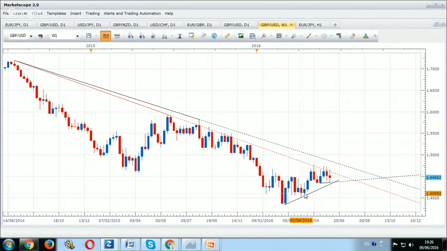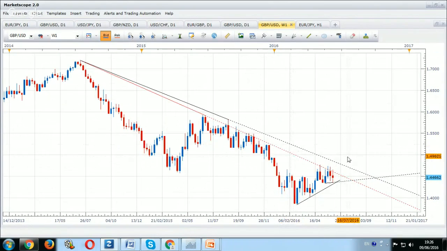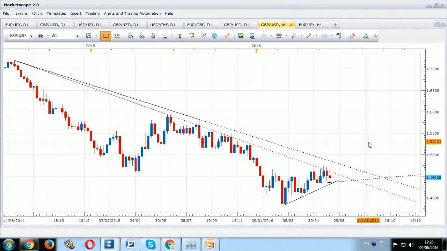Even if you see a close above this, we are probably going to see a weekly candle which will close above the black trend line too. So, going purely by charts, 1.45 appears likely, and 1.50 appears likely.